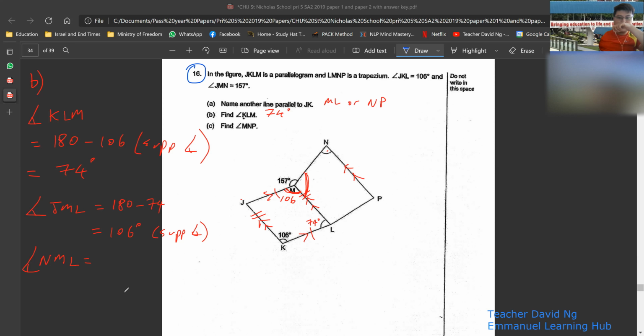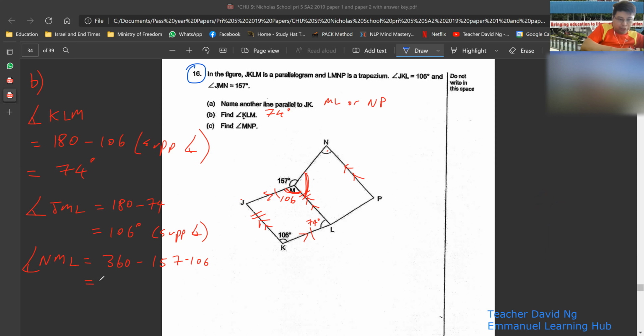180 minus 157? Nope. Angles at a point. Can you see the angles at a point? Angles at a point, right? You go one round, it's actually how many degrees? 360. So this angle here would be 360 minus 157 minus 106. Very good.